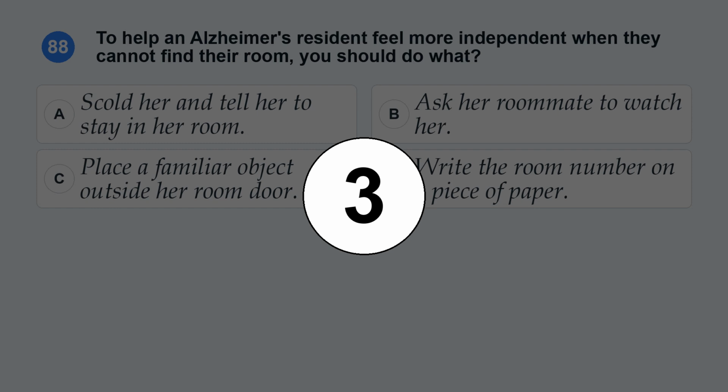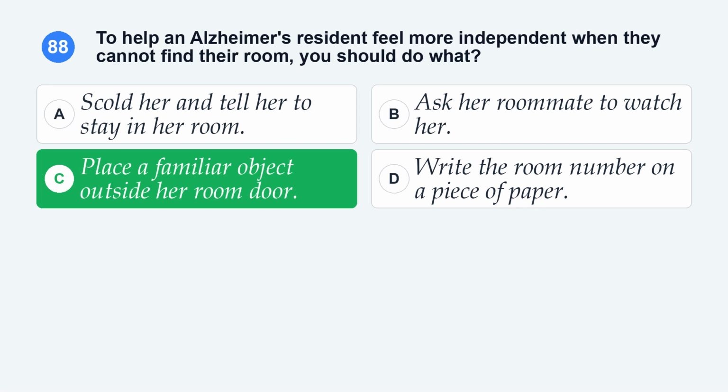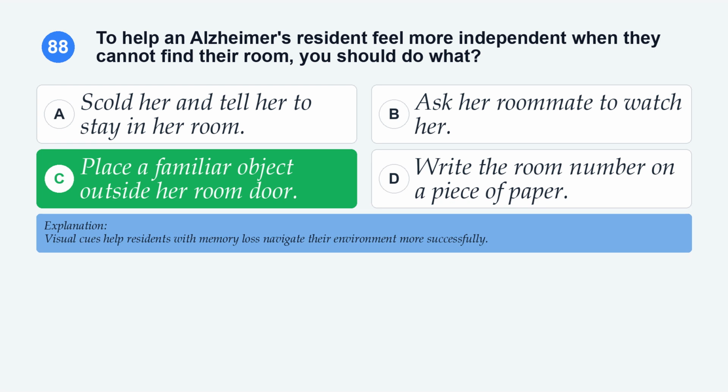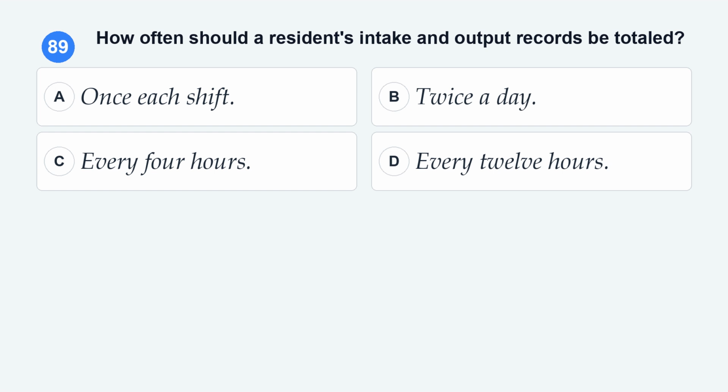The correct answer is option C. Place a familiar object outside a room door. Explanation. Visual cues help residents with memory loss navigate their environment more successfully. Question 89. How often should a resident's intake and output records be totaled?